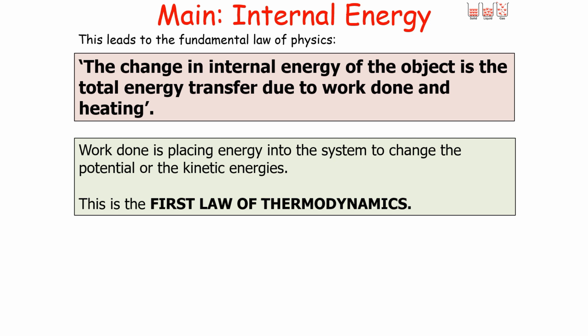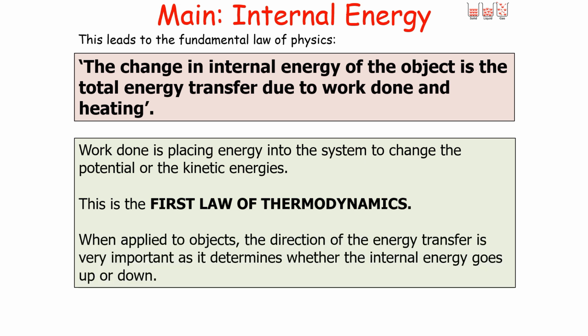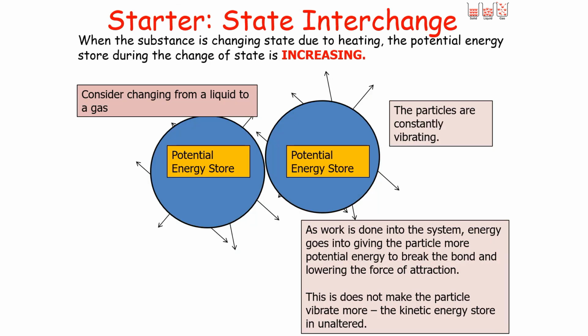So placing work into a system will change either the potential or the kinetic energy store, which is the first law of thermodynamics. Now when applied to objects, the direction of the energy transfer is very important as it determines whether the internal energy goes up or down. So when a substance is changing state due to heating, the potential energy store of the object will increase in the change of state. So as work is done into the system, energy goes into giving the particles more potential energy to break their bonds and lower the forces of attraction, such as going from a liquid to a gas.